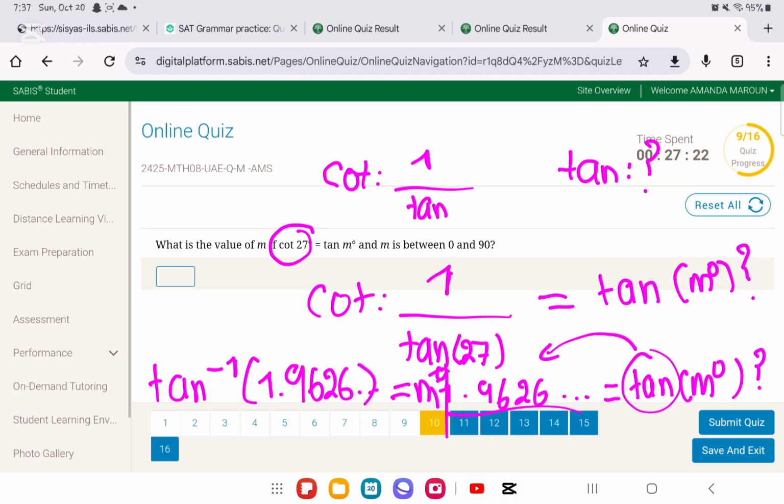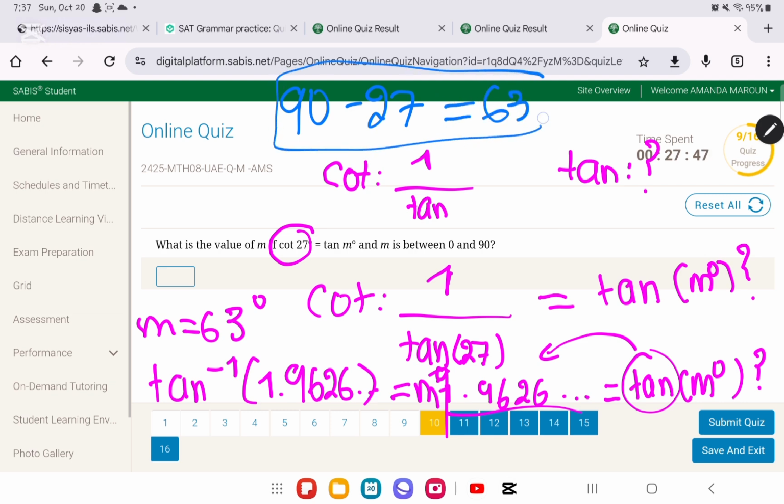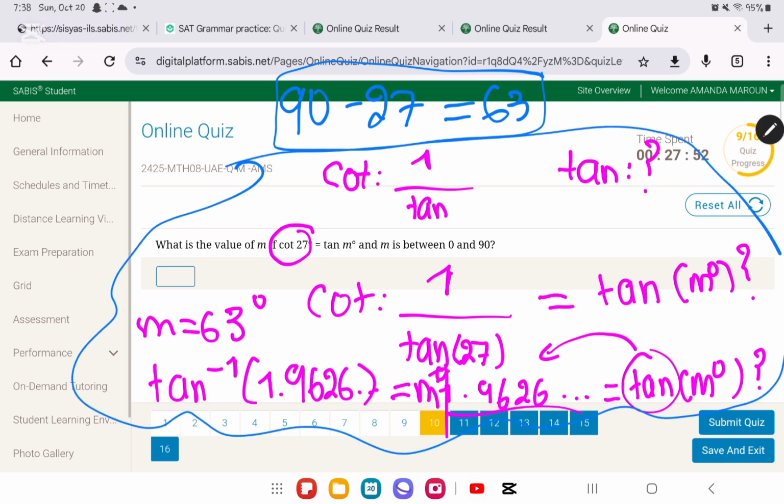So you're going to do shift and tangent and put the answer inside, and you will get that the angle M is 63 degrees. I have a question: what happens if we do 90 minus 27? 90 minus 27 will also give us 63. So instead of doing this big long way over here, we can directly do 90 minus 27.